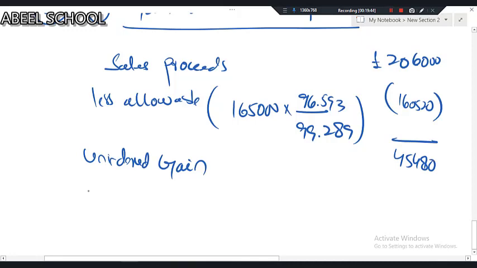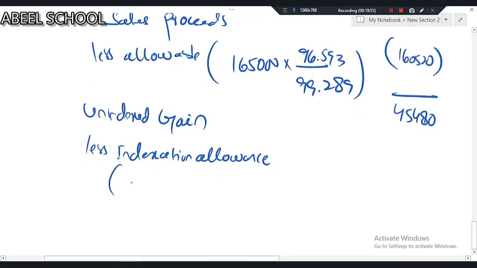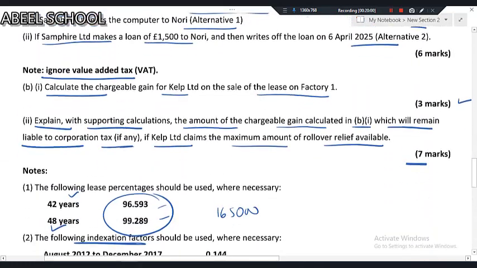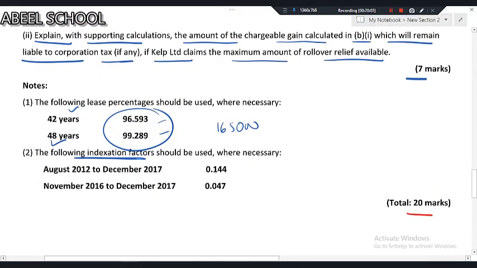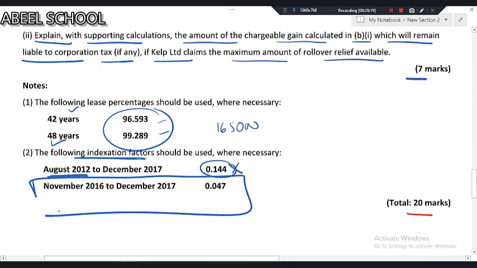From this unindexed gain, we'll deduct the indexation allowance. Indexation allowance is applicable on 160,520. They have given us the indexation factors. Obviously, after December 2017, we don't get any indexation allowance, but that is not relevant for us because in August 2012 we did not have this leased factory building. The relevant indexation factor is this because we got this lease in November 2016.